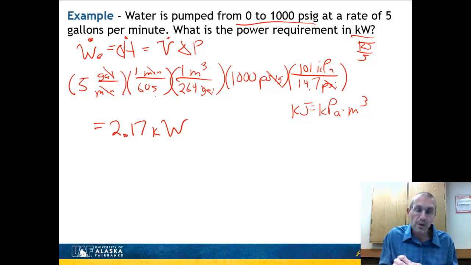So we realize that's not an inconsequential amount of energy. And so you really need to make sure you include this term in your energy balance. Otherwise, you kind of throw the baby out with the bathwater.